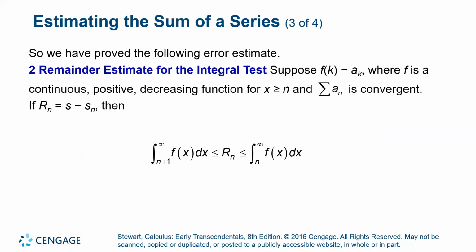So then we have something called the remainder estimate that goes along with the integral test. Okay, so suppose f of k equals a sub k, where f is the function, and remember it has to be continuous, positive, and decreasing, in this case when x is bigger than or equal to n, and the sum of a sub n is convergent. If all of that's true, you have a positive, continuous, decreasing function, and the sum is convergent, then you know that if R is S minus Sn, which is the definition of the remainder, then we have that the integral from n plus 1 to infinity is less than or equal to your remainder, which is less than or equal to the integral from n to infinity. So what you see here is a lower and upper bound containing the remainder itself, which is our error.